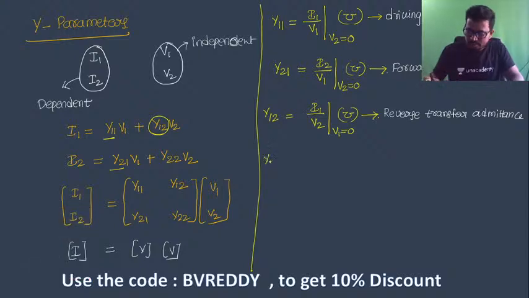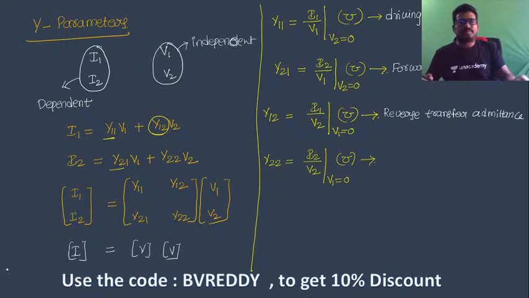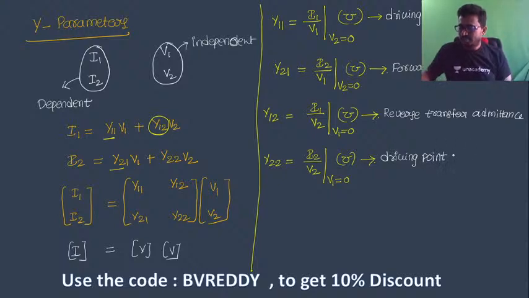Next, Y22. What is Y22 called? It is I2 by V2 when V1 equal to 0. What should I call this? Same port. So this is a driving point, output admittance. Driving point output admittance. Right.